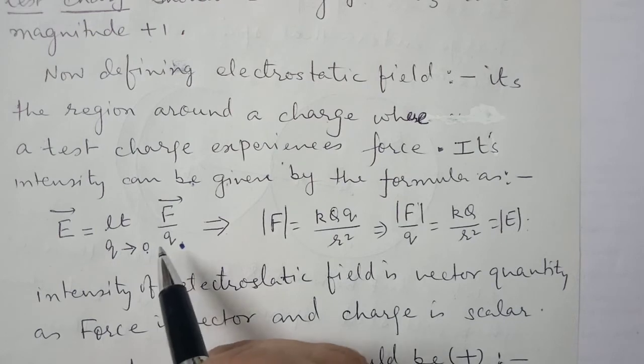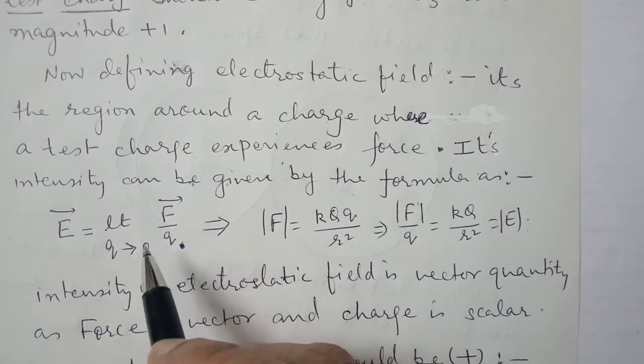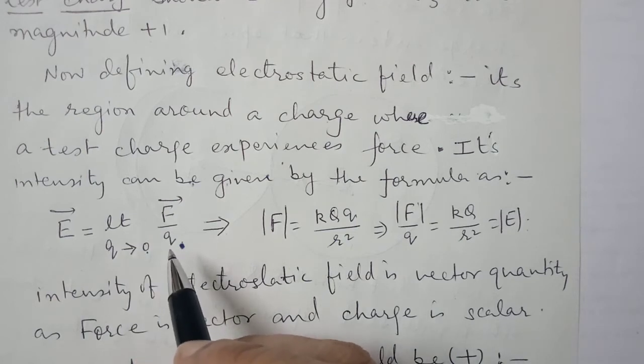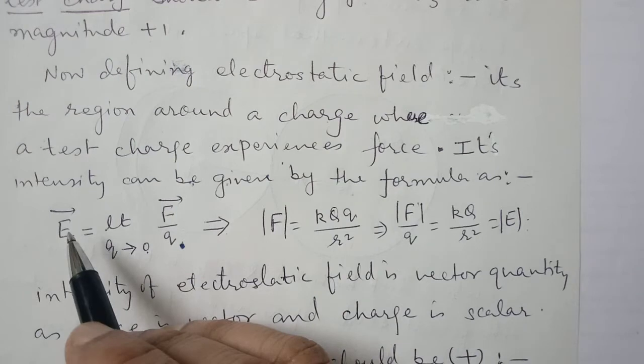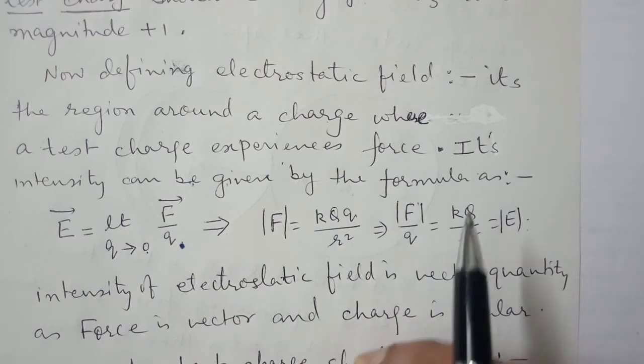If it is not equal to 0, it cannot experience force. If it is equal to 0, it will not experience force. But if it tends to 0, it means the charge exists, and soon as it enters the field of the capital Q charge, it will start experiencing force.